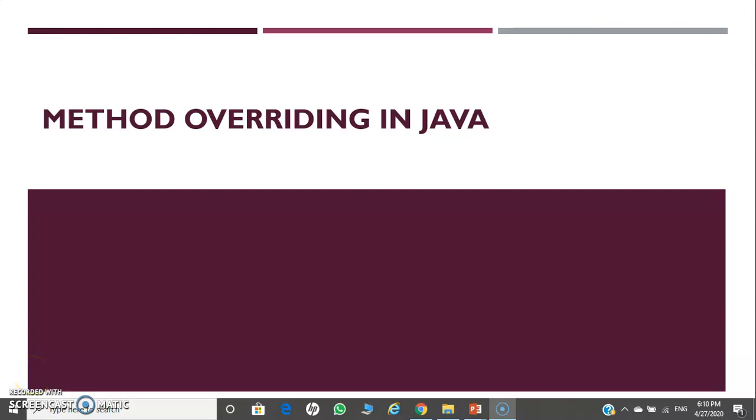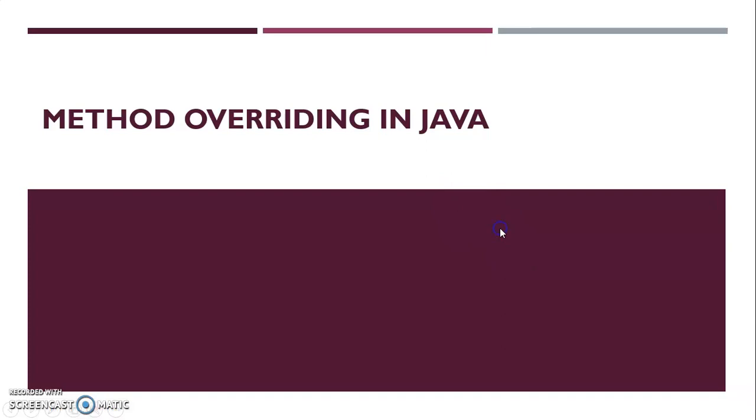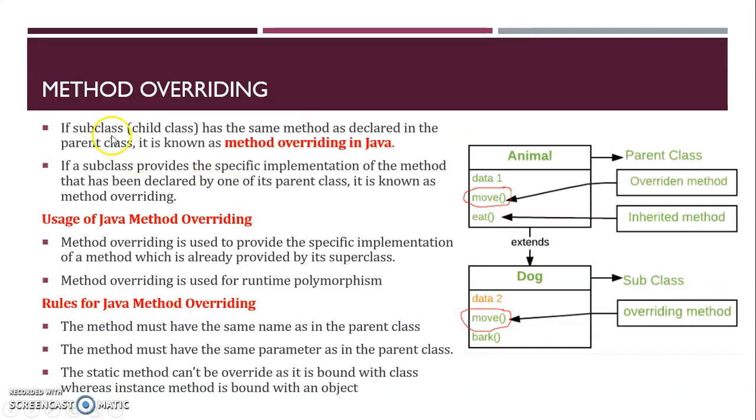Dear all, through this lecture you are going to study about method overriding in Java. Method overriding is a feature in Java which enables a subclass to reuse a property or a method that is defined inside the parent class. If a subclass or a child class has the same method as declared inside the parent class, it is known as method overriding. Let us take this example.